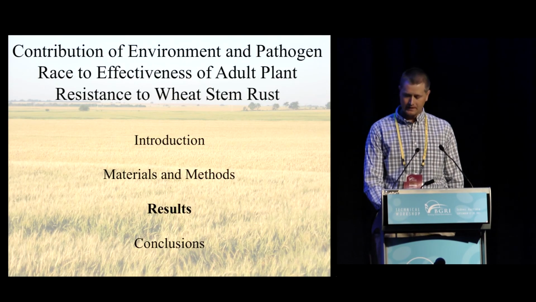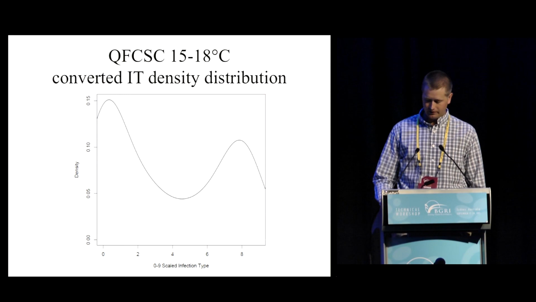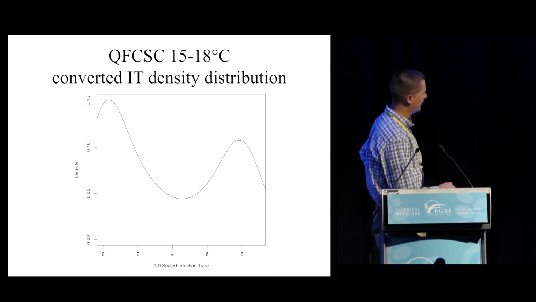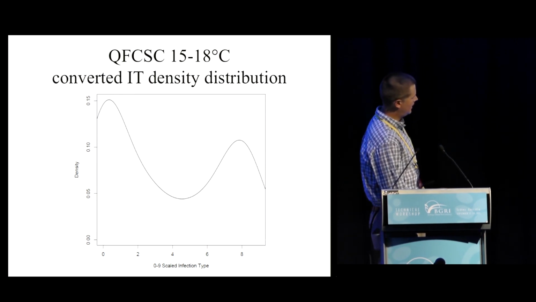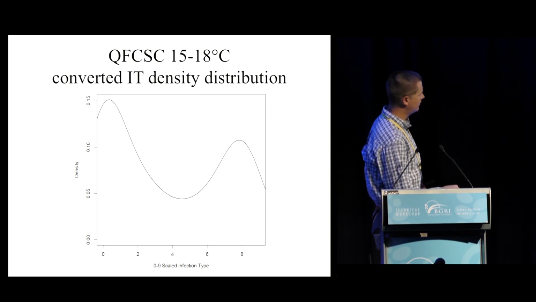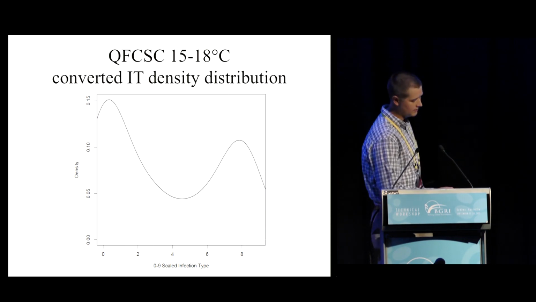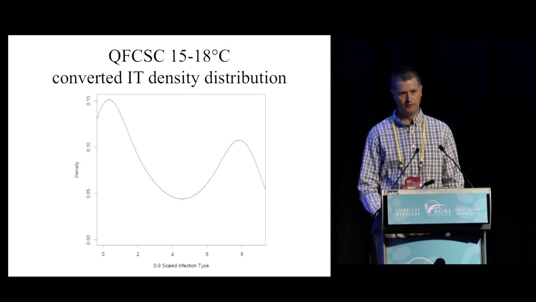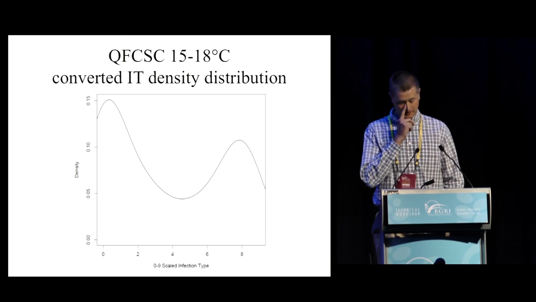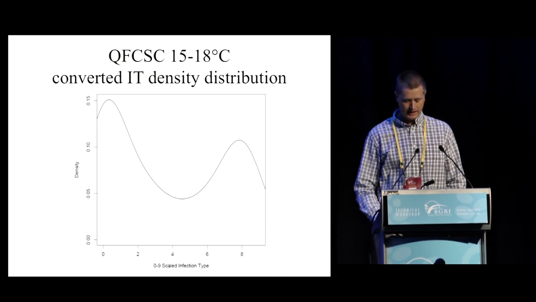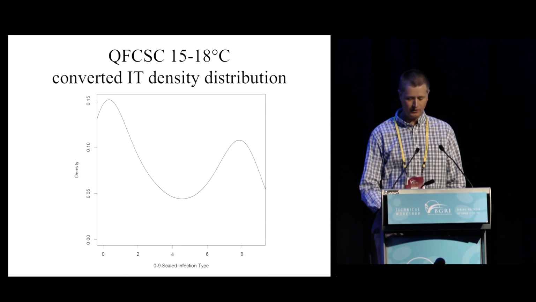So, results. The first thing I'd like to show in the results has to do with the seedling data. You can see here a density plot, which is like a histogram. On the x-axis is the 0 to 9 converted Stakman infection types, and then the density of those. You can see a clear bimodal distribution, which is exactly what we would expect because race QFCSC has the gene SR12, which is effective. QFCSC is avirulent to SR12. And that experiment was done at the cold temperature.